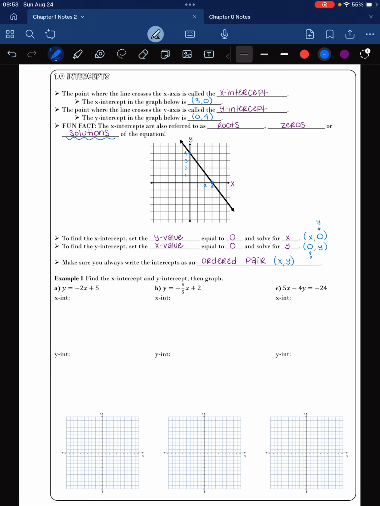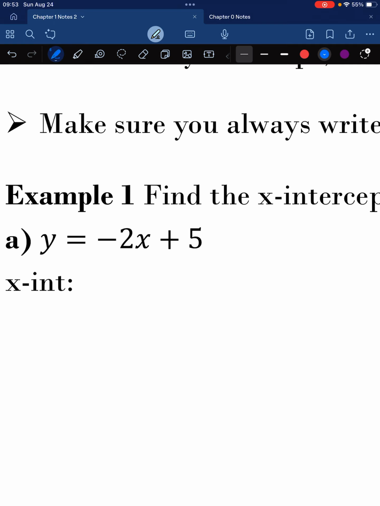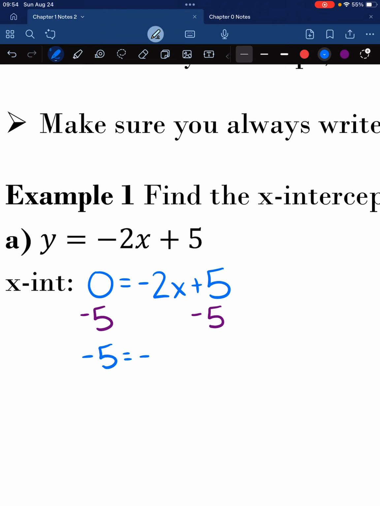Example 1. We are going to, on the x-intercept, set that y value equal to 0. So 0 equals negative 2x plus 5. And then we can go ahead and solve for our x value, and that's going to tell us what the x value of that x-intercept is.